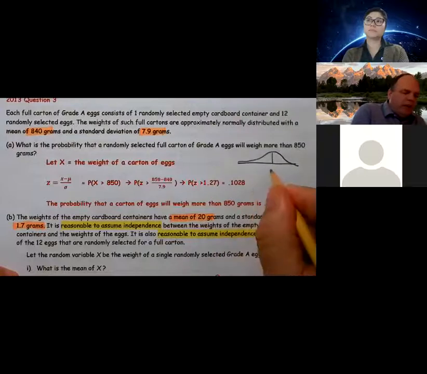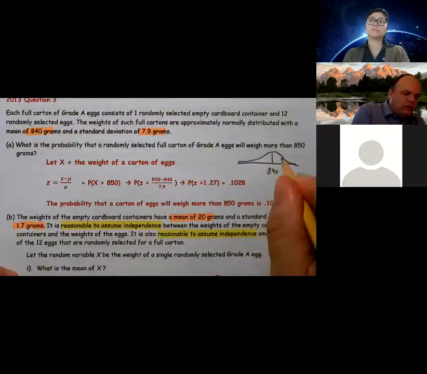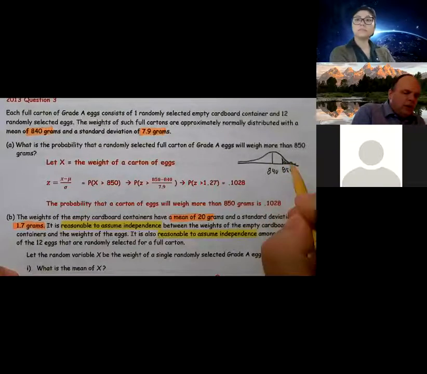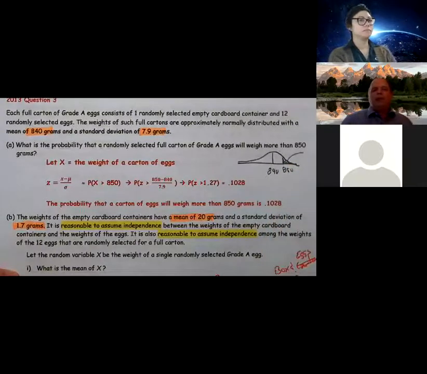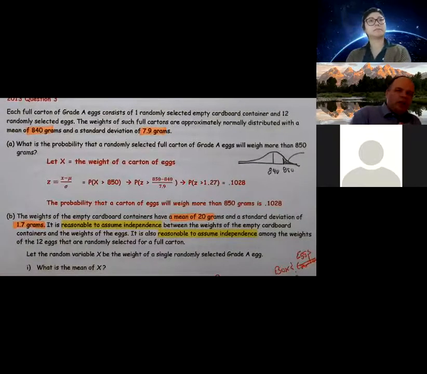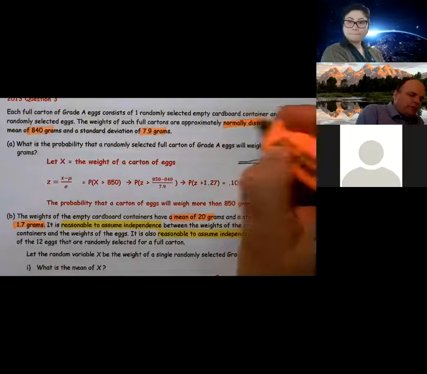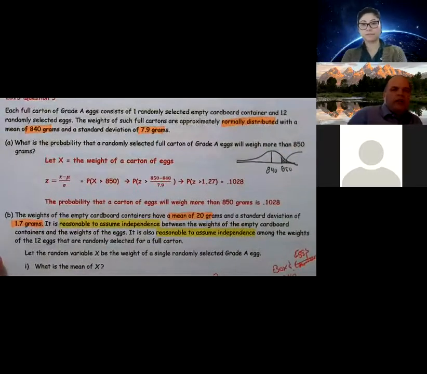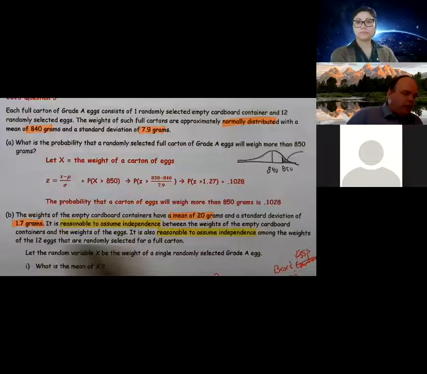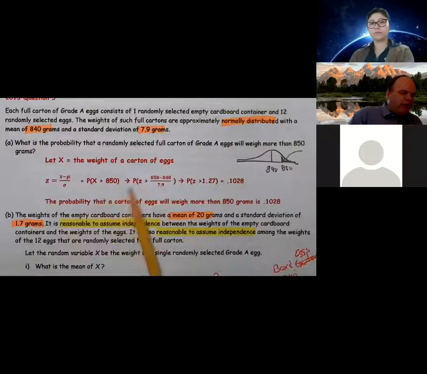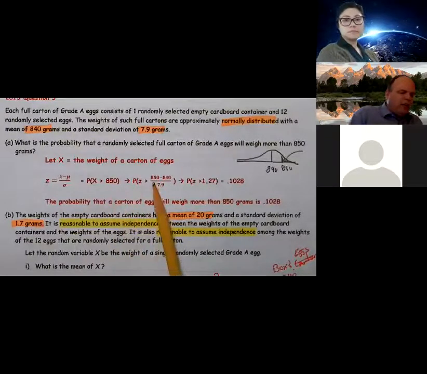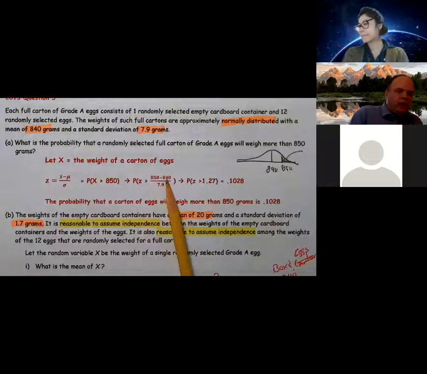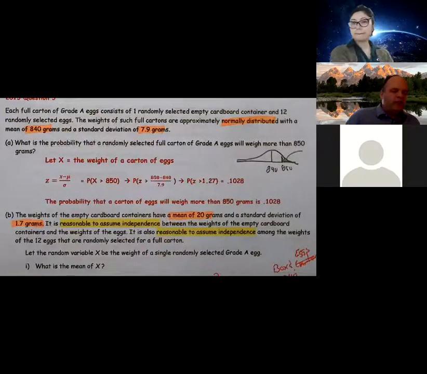So here's what we have. We have a mean of 840, and then we have 850 here, and we're looking for that probability. That's what we're looking for. And since they've told us already that they're normally distributed, I could draw the normal curve and use a z immediately. So I want the probability that x is greater than 850. I plug in 850 for x, 840 for my mean, 7.9 for the standard deviation.